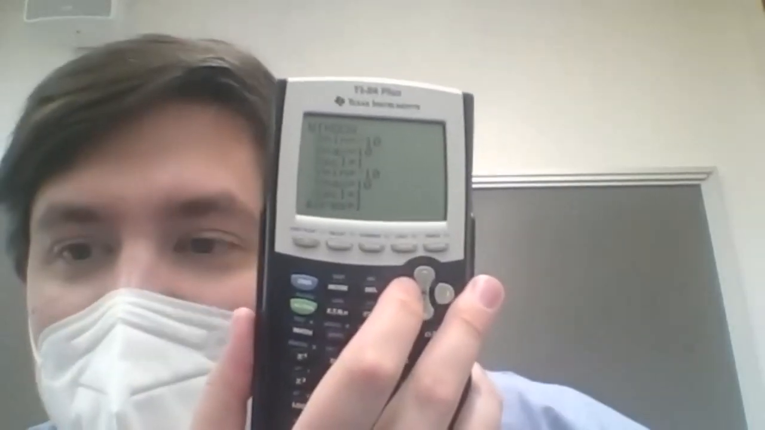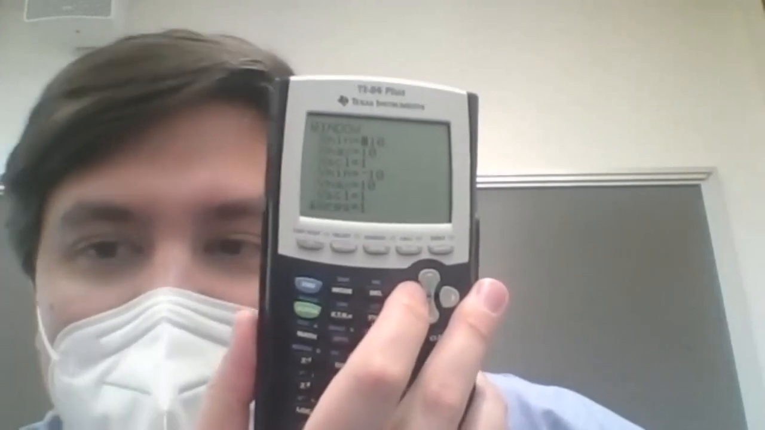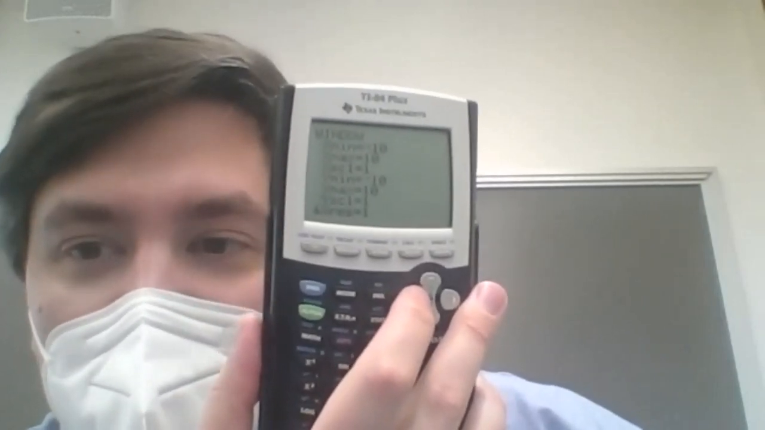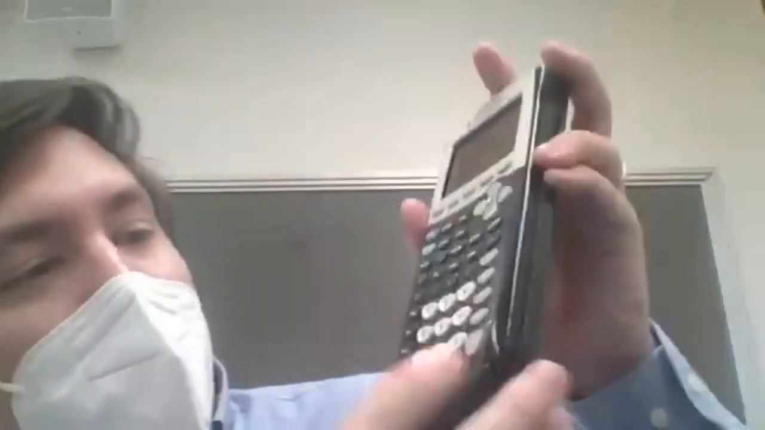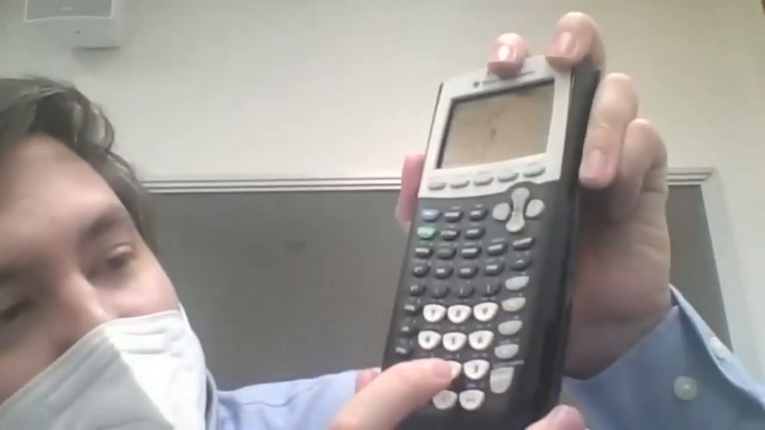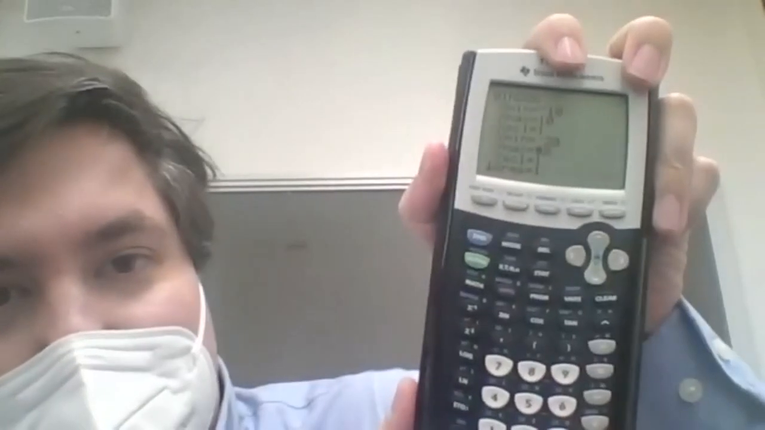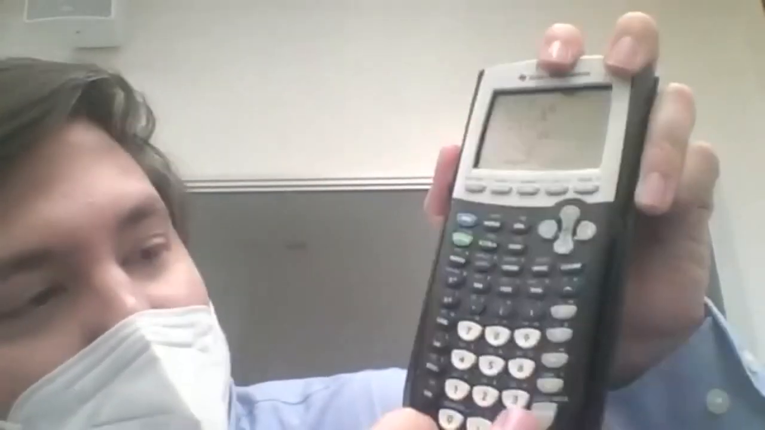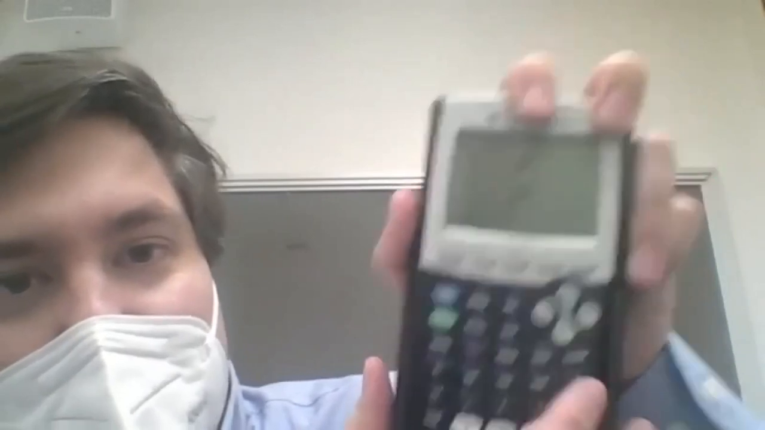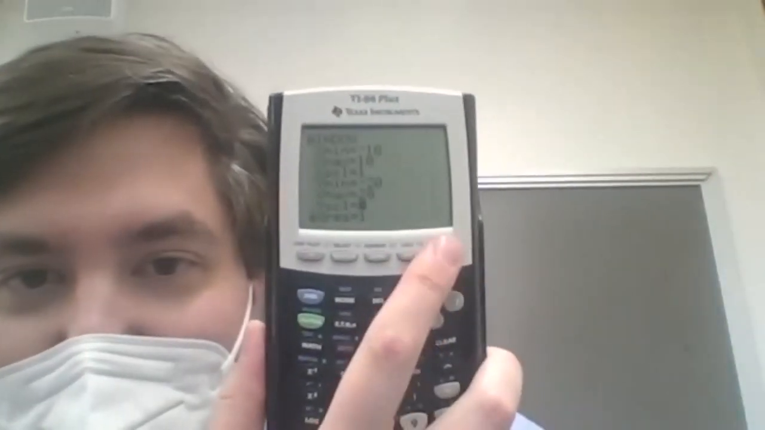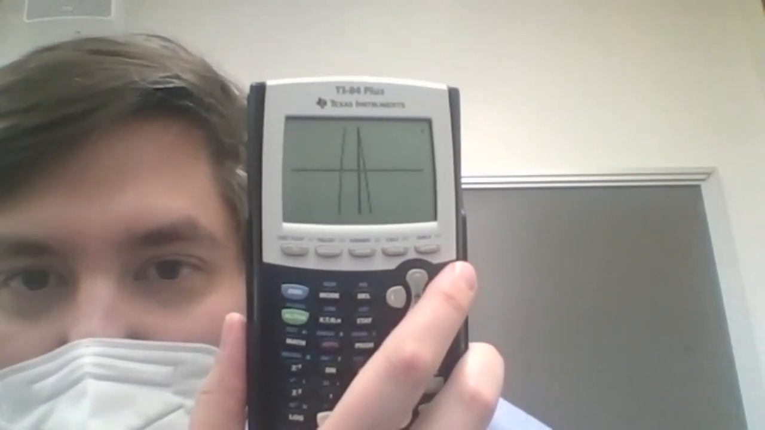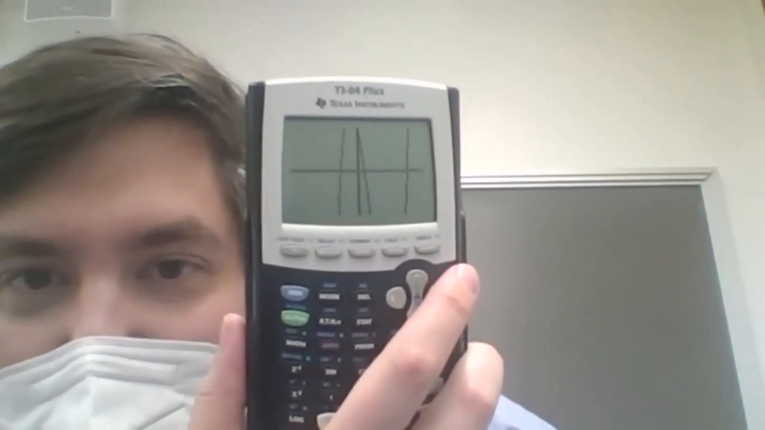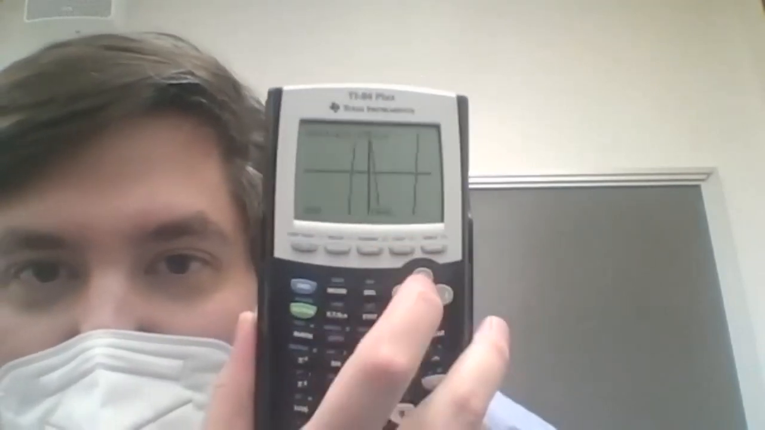Now, the problem is I can't see the top and I can't see the bottom. So I want to move the picture up and down. So if we're going to go up and down, that means we want to change the Y's. So let's change Y min. Let's maybe try negative 20. And then let's change Y max to, I don't know, positive 20. And then we'll go back and hit the graph button and see. Okay, that's a little bit better, but we're still not good enough here.